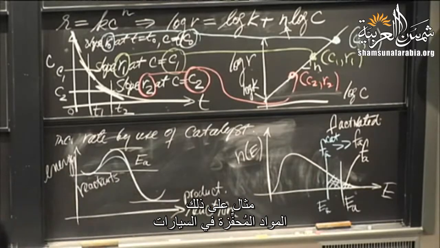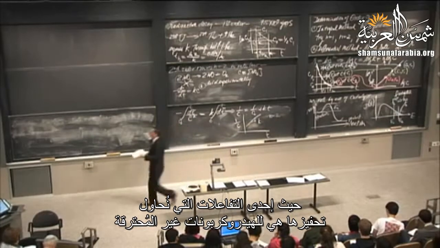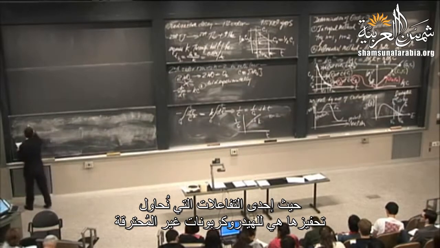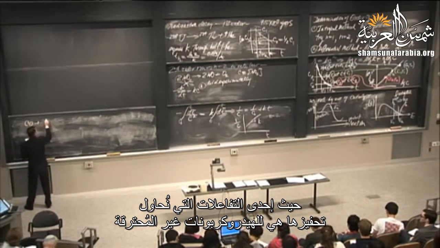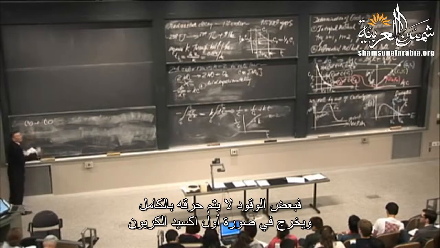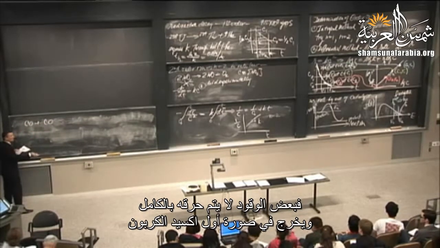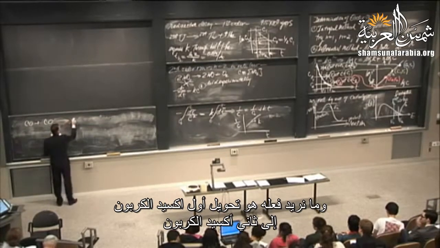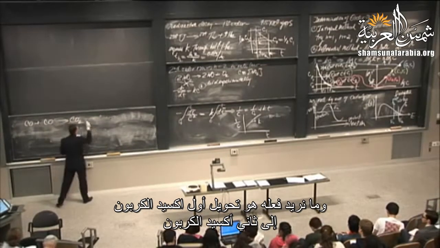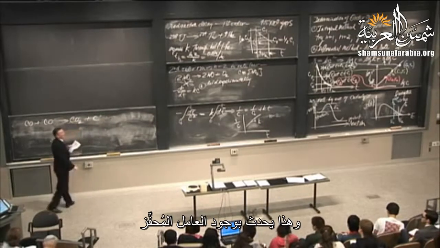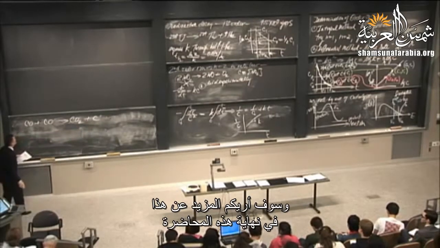So what's an example of it? Well, in an automobile catalyst, one of the reactions we're trying to promote involves the unburned hydrocarbons. There's some unburned gasoline that comes out in the form of carbon monoxide. And what we want to do is convert the carbon monoxide to carbon dioxide. And this occurs on the catalyst. And I'll show you more of this at the end of the lecture.